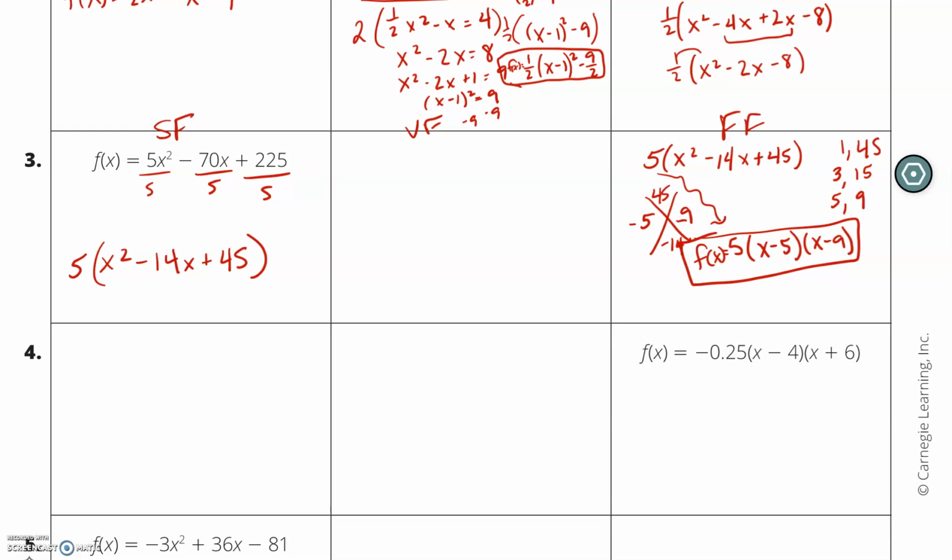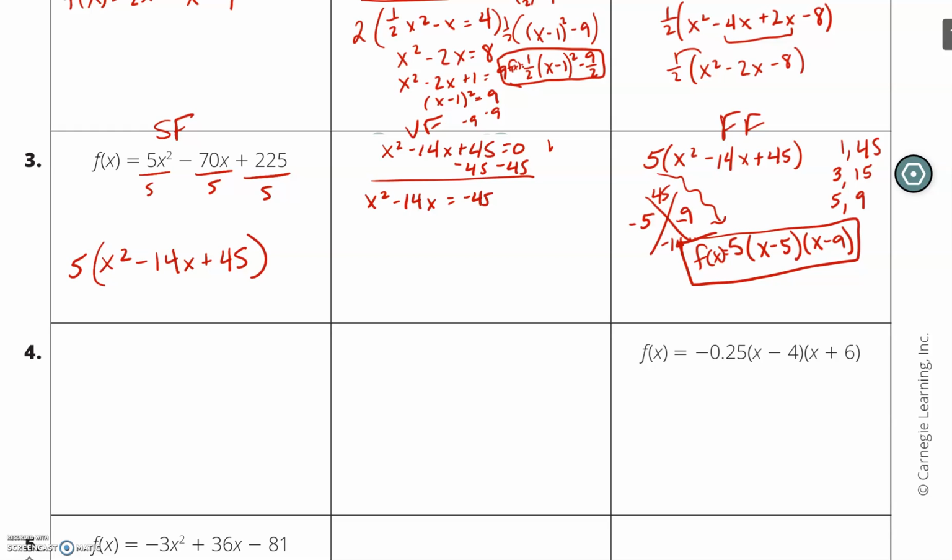Vertex form is a little tricky. So we've already taken that 5 out, so we're going to just leave that 5 out for now. Okay, I said I was going to leave the 5 out, and then I wrote it. Set that equal to 0. So we're going to subtract 45. Remember, we have to complete the square, so we have x squared minus 14x equals negative 45.